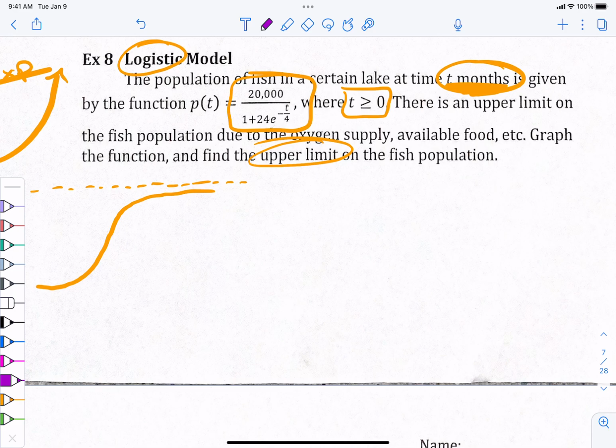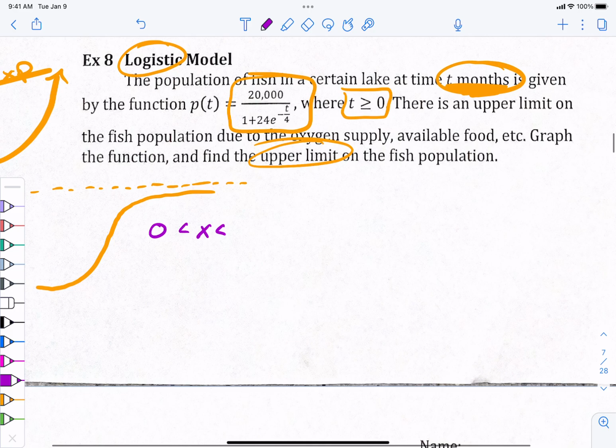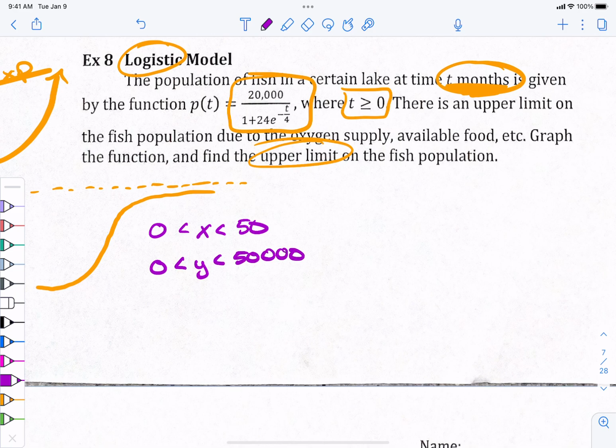Negative 1,000 to 1,000. Okay, now what am I looking at? Plug it into the graph. I still do not see it. Yes, I can see it on the graph. Your window needs to go all the way up to like 50,000. That's because you have something else graphed in there. X's go from 0 to 50, Y's go from 0 to 50,000. Do that for your window.